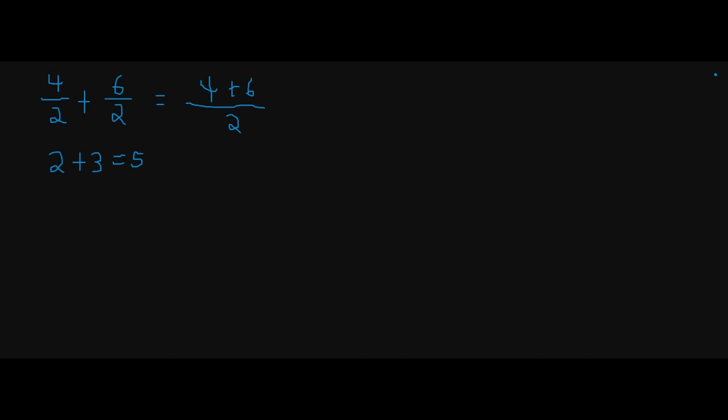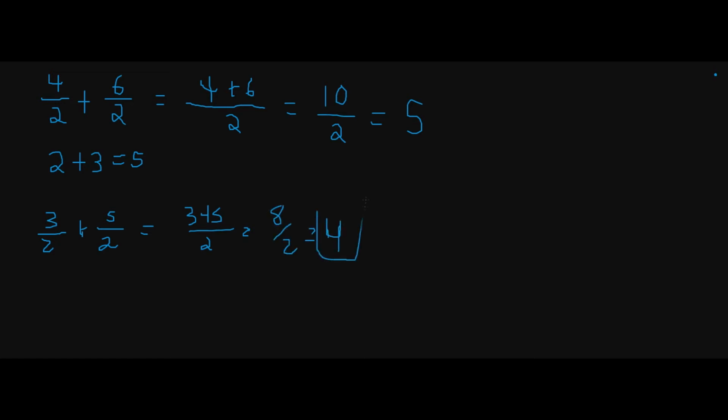Now, because the denominator is the same, it has to stay the same, okay? We don't add the denominators, we don't multiply them, it's the same. We just combine it into a single fraction. 4 plus 6, well, that's just going to be 10 divided by 2, which is equal to 5. And that makes sense. So you could see another scenario. We have 3 divided by 2 plus 5 divided by 2. Well, that's going to be 3 plus 5, all divided by 2. 5, 6, 7, 8 divided by 2, which is equal to 4.